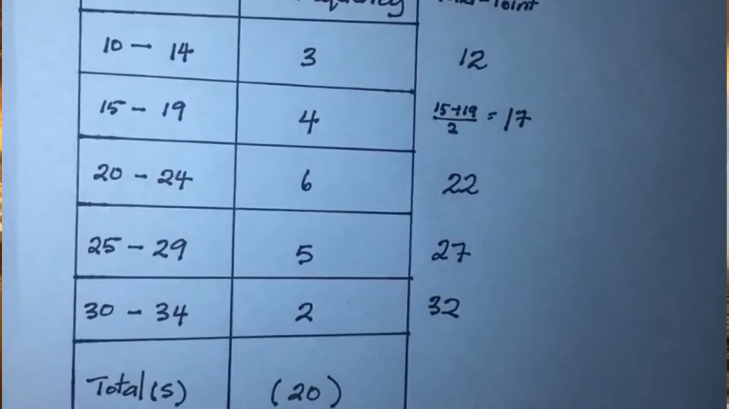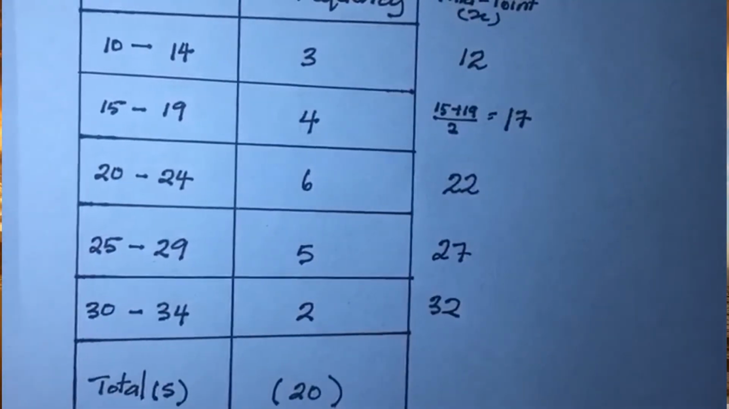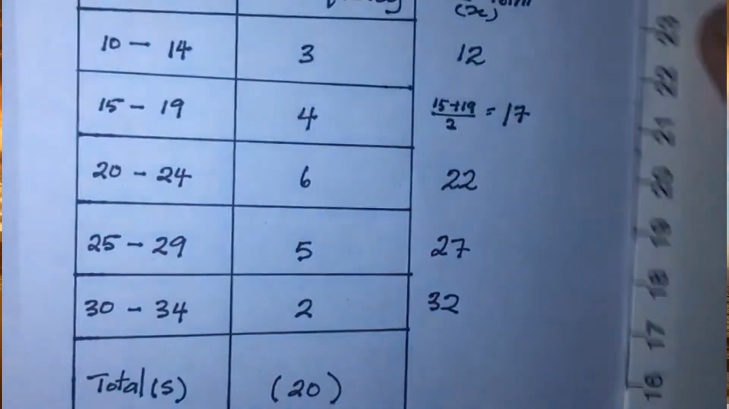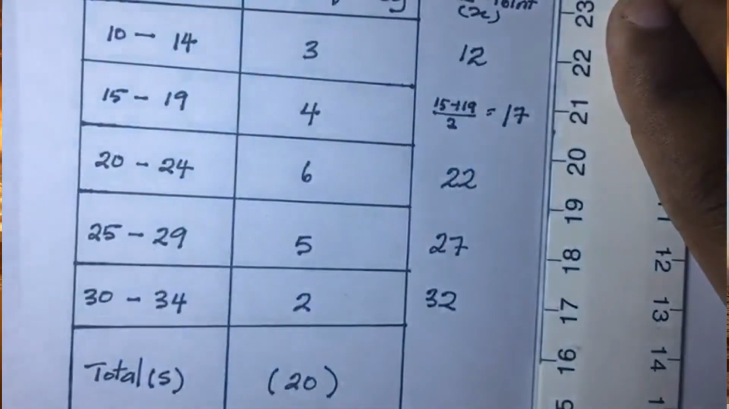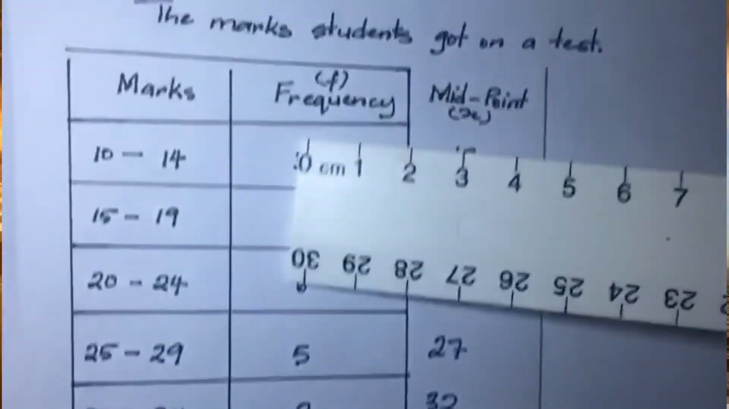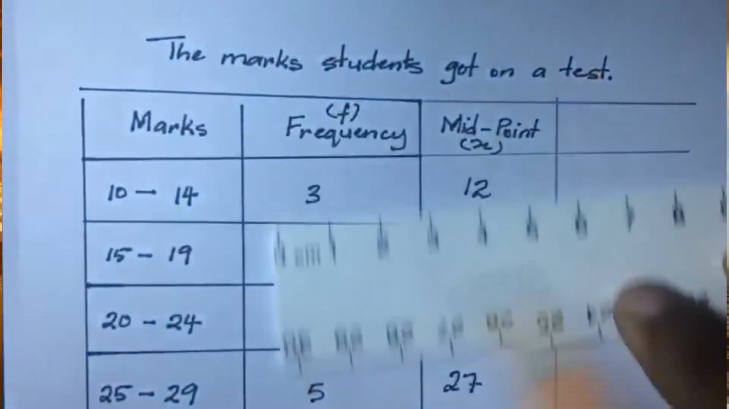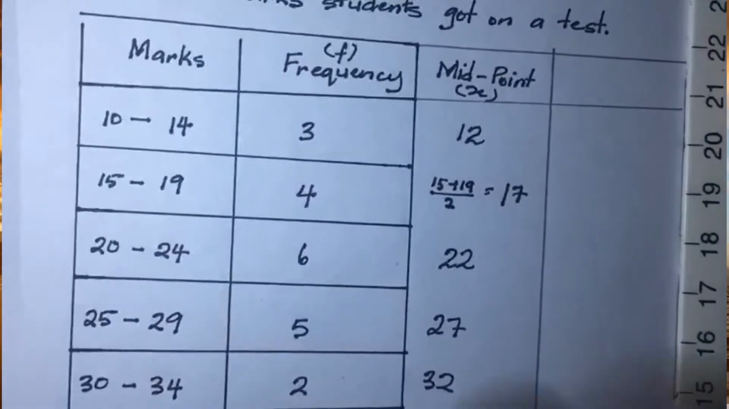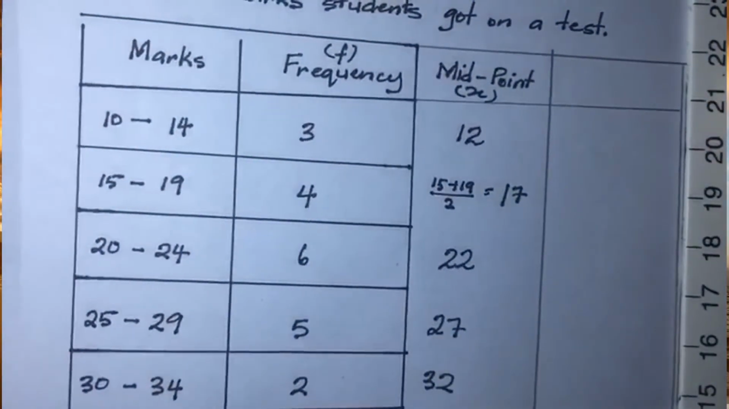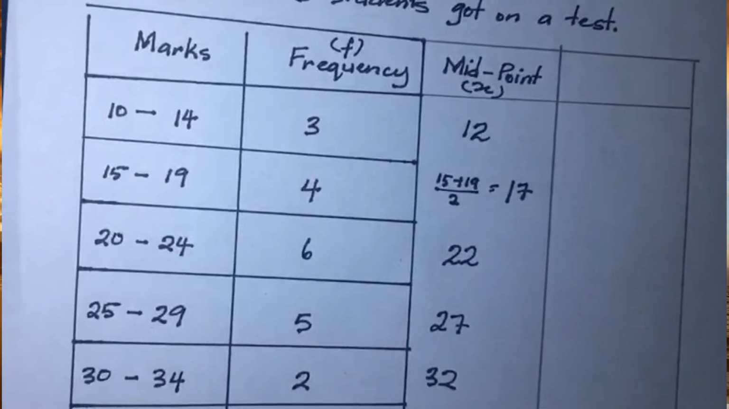Now my midpoint is what I'm going to use as my x value, right? So I'm going to augment my cumulative frequency table. By augmenting, I mean I'm going to put extra columns on it. So I need to find my f x, right? I have the f and I have the x. I need to find f x now.